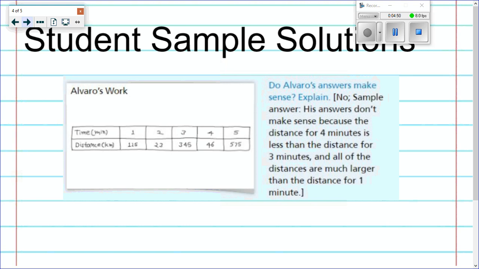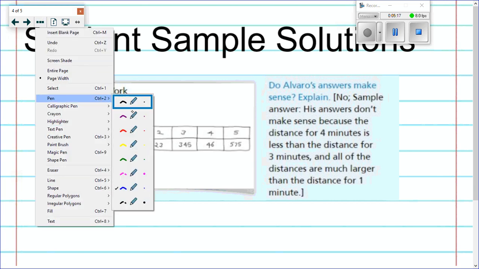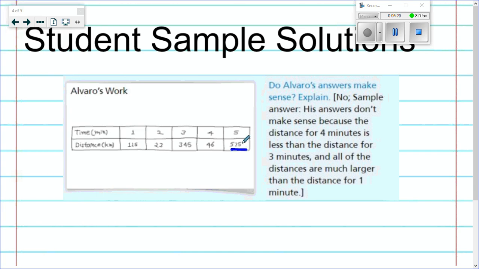In Alvaro's work, let's see, his answers didn't make sense because his distance at 4 minutes is less than the distance at 3 minutes. And all of the distances are much larger. So can we figure out what mistake Alvaro made? I noticed that none of his answers have decimal points in them. So he has written them as whole numbers. And so that's what he forgot to do. He forgot to go in to make those decimals.